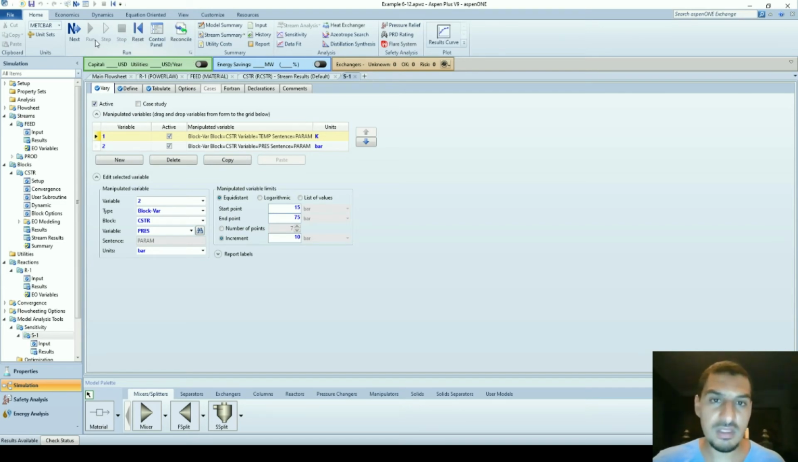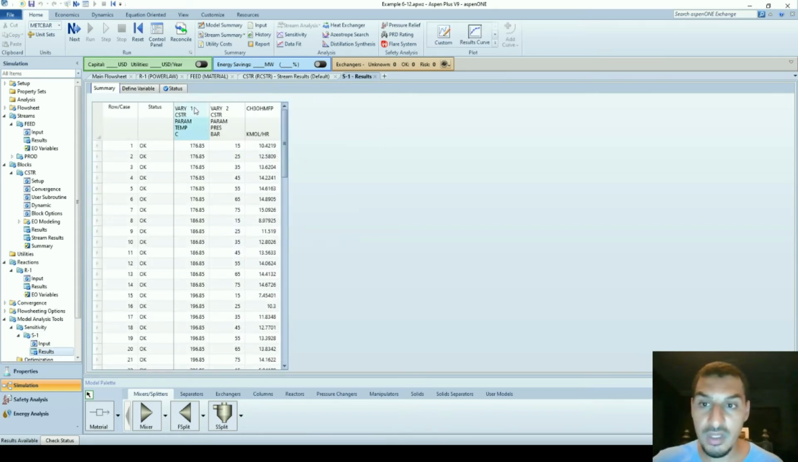One thing here that is different from what we did before is that I am using two manipulated variables, and this is something that we didn't do before. Each time we did the sensitivity analysis, we changed one variable and we tracked the effect of this variable on another parameter. But here I have vary 1 and vary 2. This is something that we didn't see before.